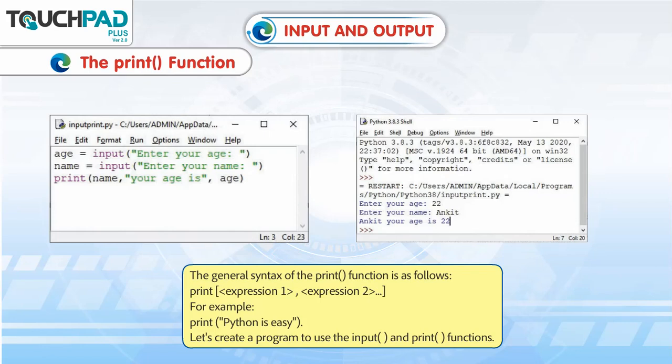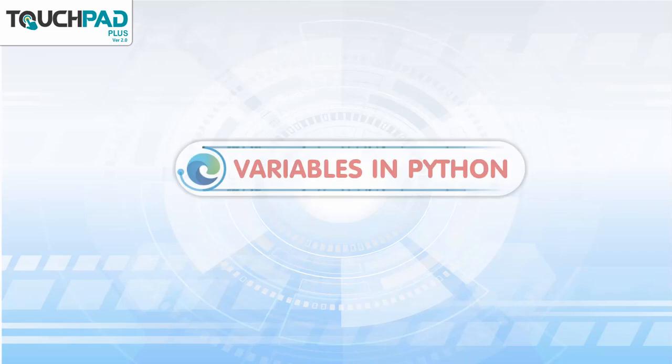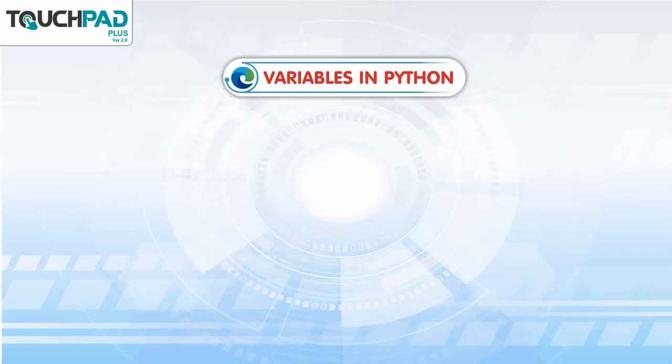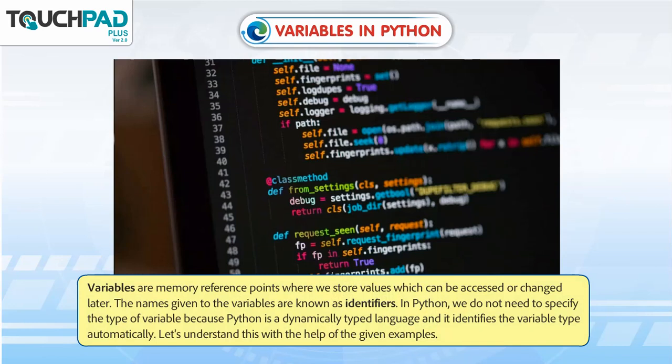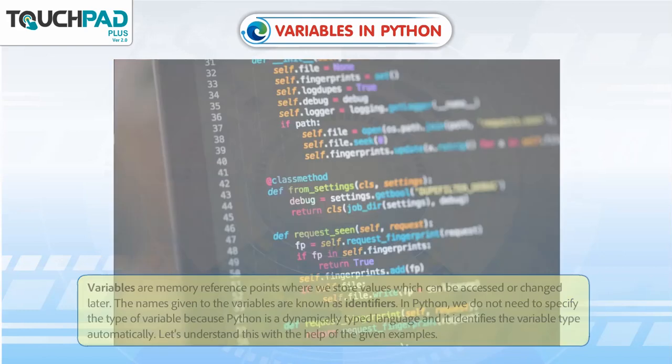Let's create a program to use the input and print functions. Variables in Python. Variables are memory reference points where we store values which can be accessed or changed later. The names given to the variables are known as identifiers. In Python, we do not need to specify the type of variable because Python is a dynamically typed language and it identifies the variable type automatically. Let's understand this with the help of the given examples.